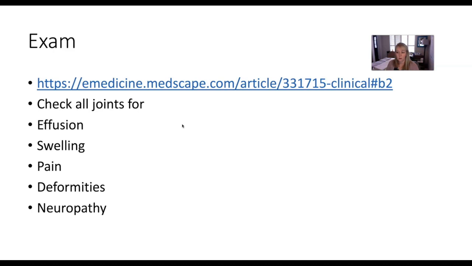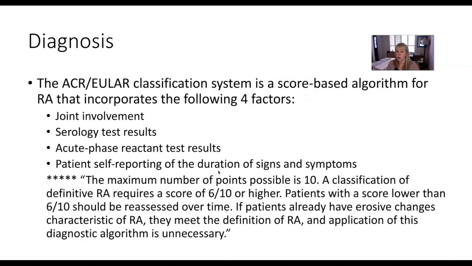When you're doing an exam, you want to make sure you're checking all joints. So you're just going head to toe. You're checking for effusion. Is there fluid, swelling, pain? Are there some deformities? And neuropathy, because what happens is there's joint destruction. Synovitis is the name for inflammation of that joint, and that can press on nerves and therefore cause neuropathy. So you want to check all joints for that.